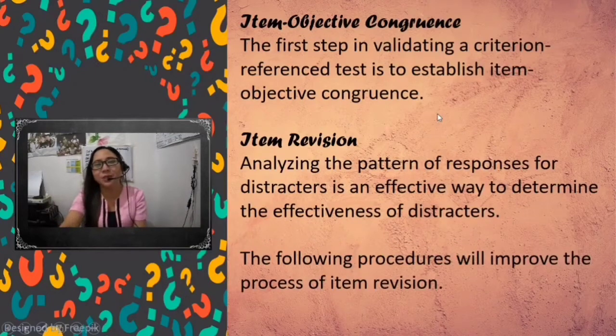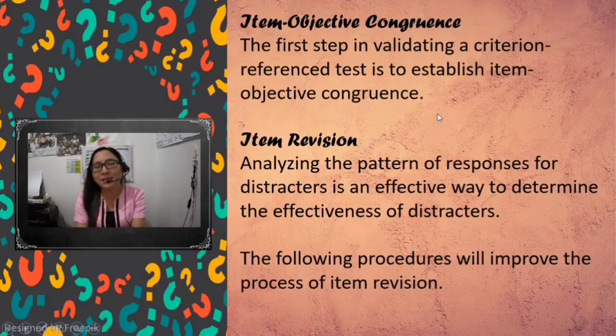Next is the item objective congruence. The first step in validating a criterion reference test is to establish item objective congruence. So the question that needs to be answered here is how the item is congruent to the objective. So for example, it should be that the item or the question is related to your objective, and your objective can attain the performance that you want to attain in the latter part.